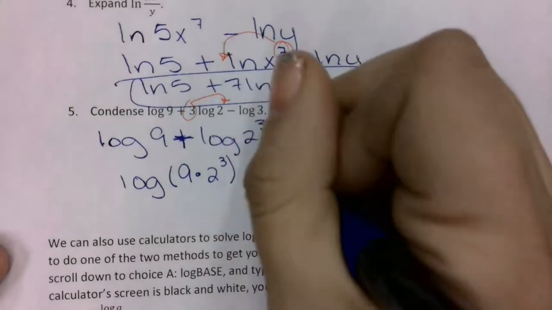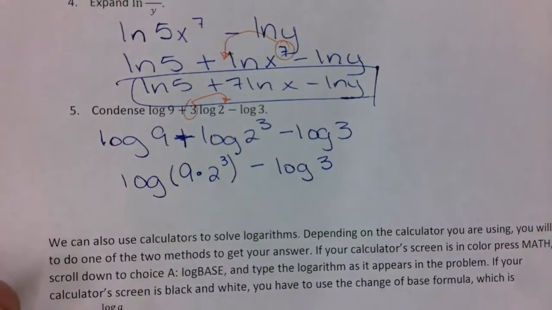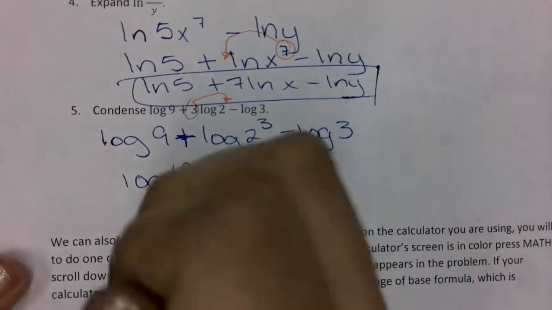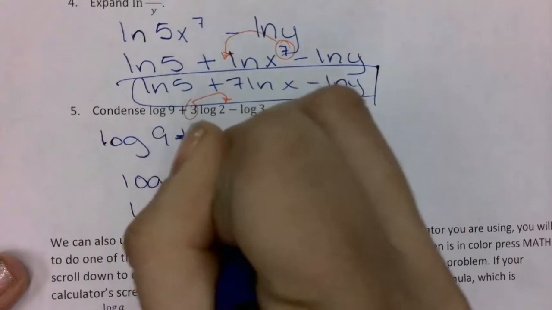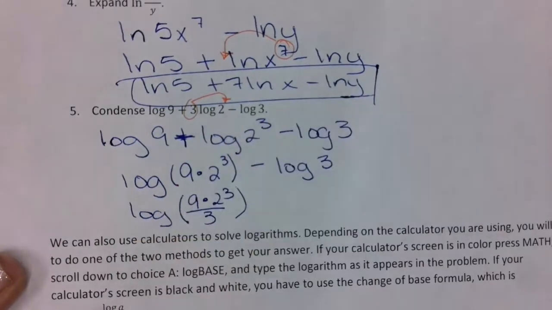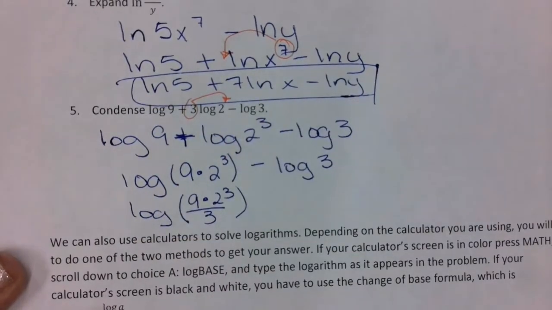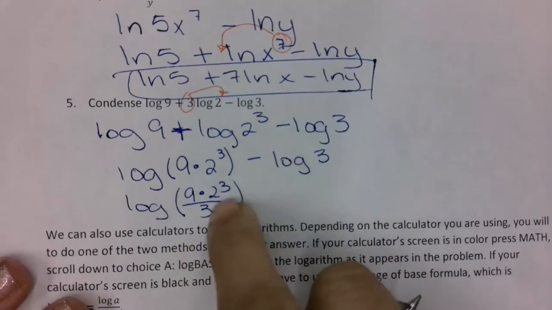But doesn't dividing go with subtraction? Yeah, but I don't actually subtract the numbers. I just subtract the words. So then I'm going to rewrite it as log of 9 times 2 cubed over 3. And then, since I have actual numbers, because minus is the same, it goes with division.